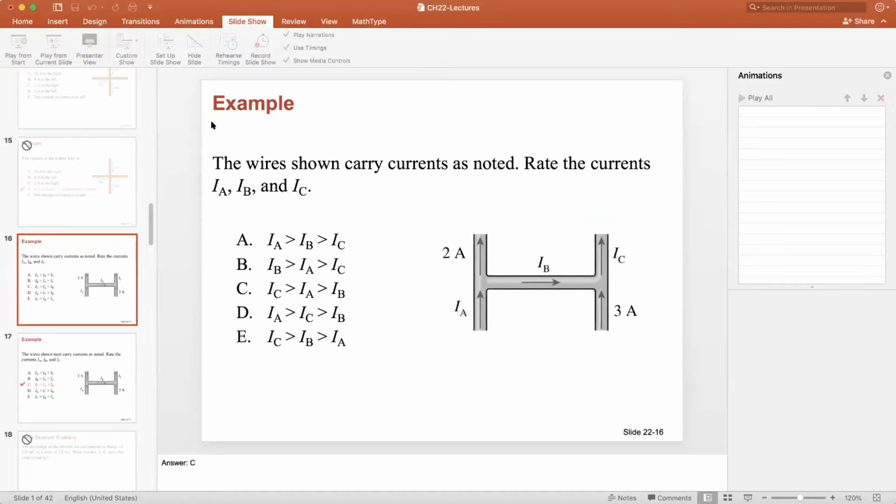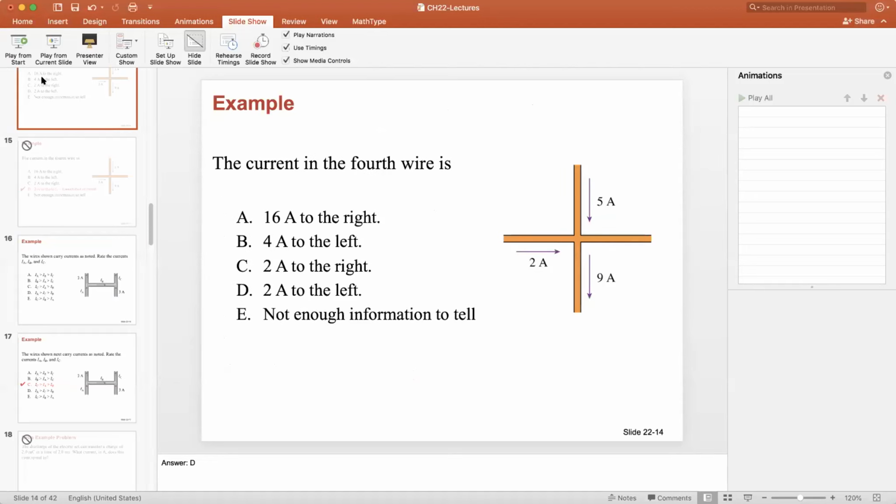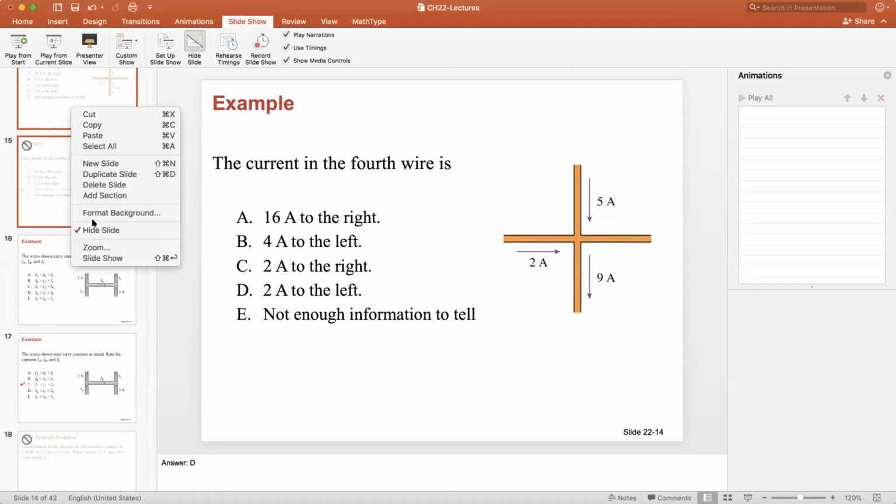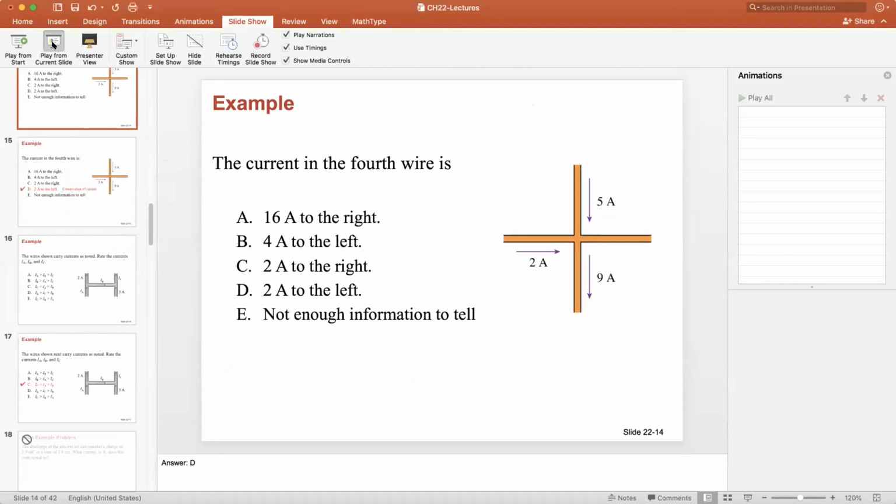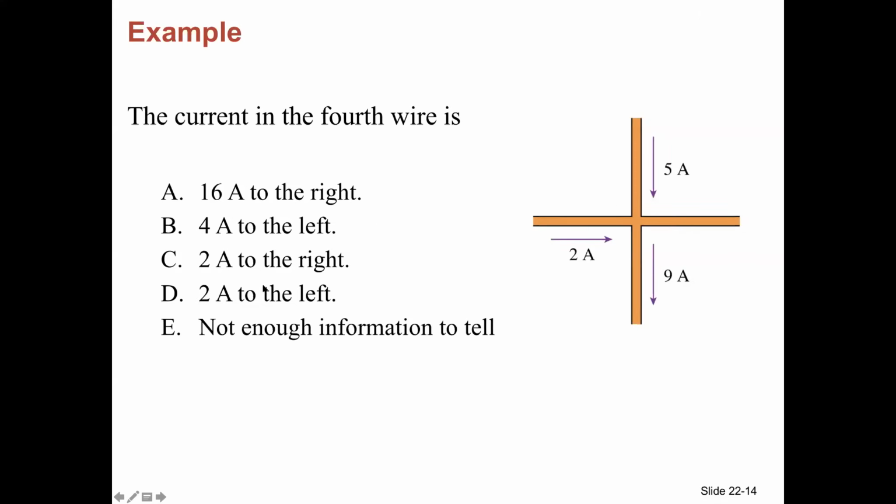We're going to do, I've got 2 more of these. One should be pretty straightforward now, and then we'll do the harder one. So let's get the unknown current here.